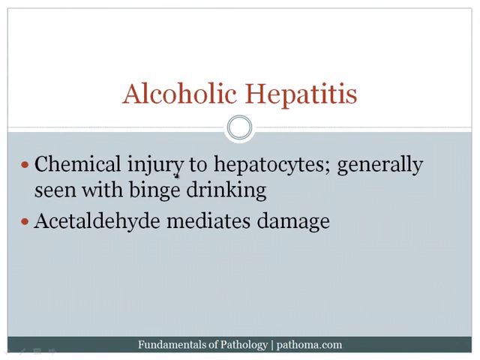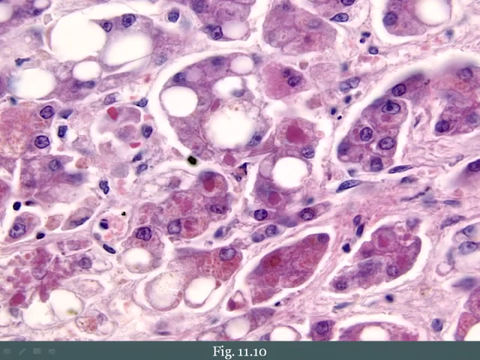Another pathology that can arise with alcohol is called alcoholic hepatitis. This is direct chemical injury to the hepatocytes by alcohol, and it generally is seen with binge drinking. Now the key mediator here is acetaldehyde, which is a derivative of alcohol, and that's what then damages the hepatocytes. The key finding in alcoholic hepatitis will be swelling or ballooning of the hepatocytes.